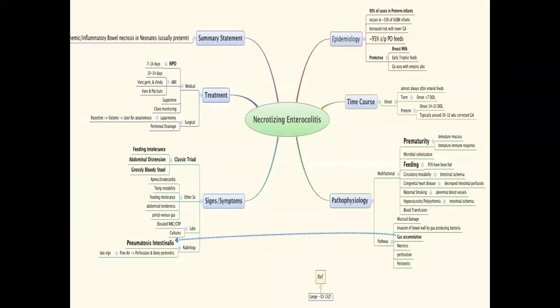Here is the summarized slide in which you can see all the symptoms and the course of the disease.